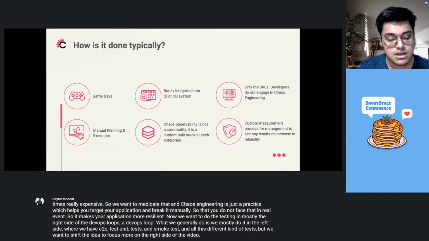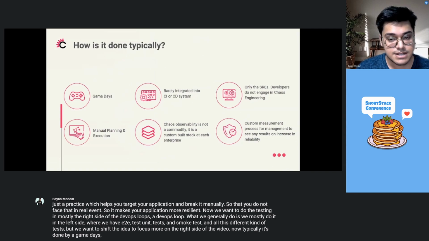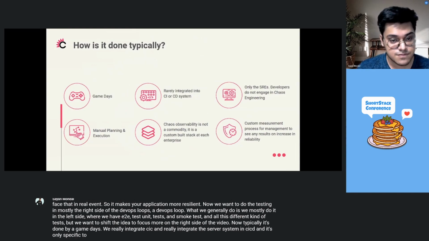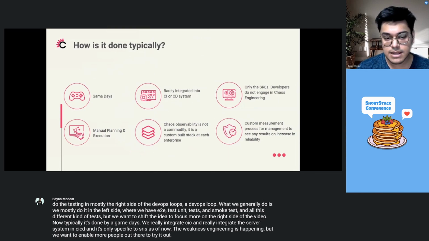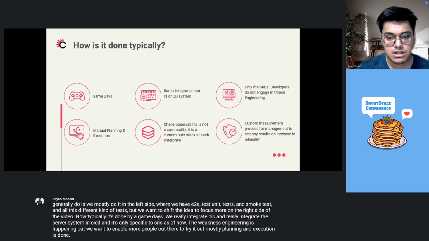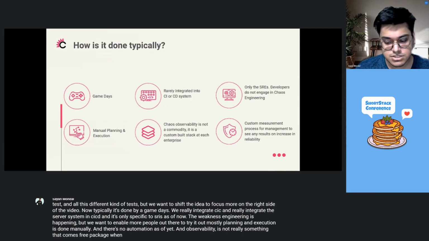Now, typically, it's done via game days. We rarely integrate this sort of a system in CI/CD, and it's only specific to SREs as of now, the way chaos engineering is happening, but we want to enable more people out there to try it out. Mostly planning and execution is done manually, and there's no automation as of yet. And observability is not really something that comes pre-packaged when we talk about chaos engineering.